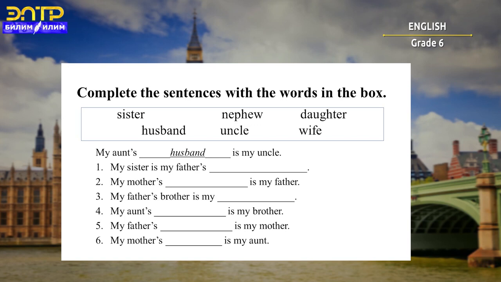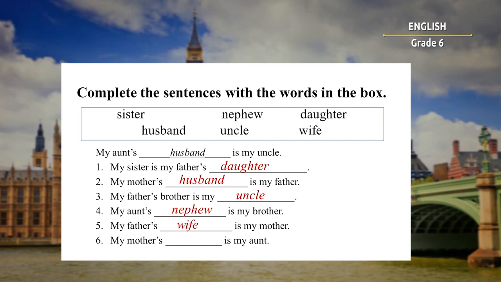Let's check your answers. Number one, my sister is my father's daughter. Good. Number two, my mother's husband is my father. Very good. Number three, my father's brother is my uncle. Good. Number four, my aunt's nephew is my brother. Number five, my father's wife is my mother. Good. And number six, my mother's sister is my aunt. Please check your answers and correct your mistakes.